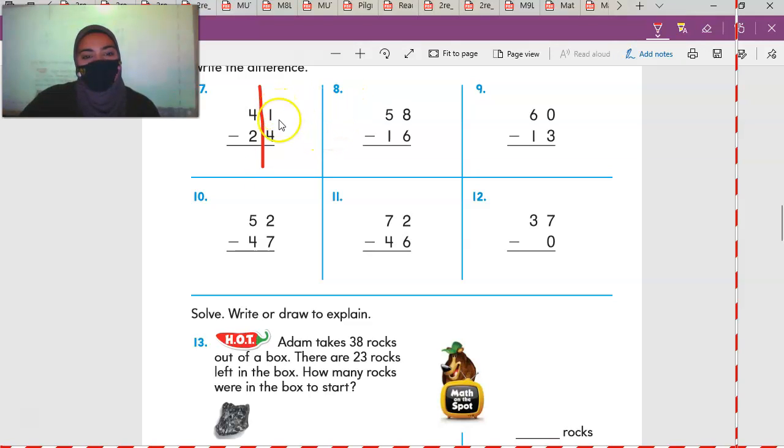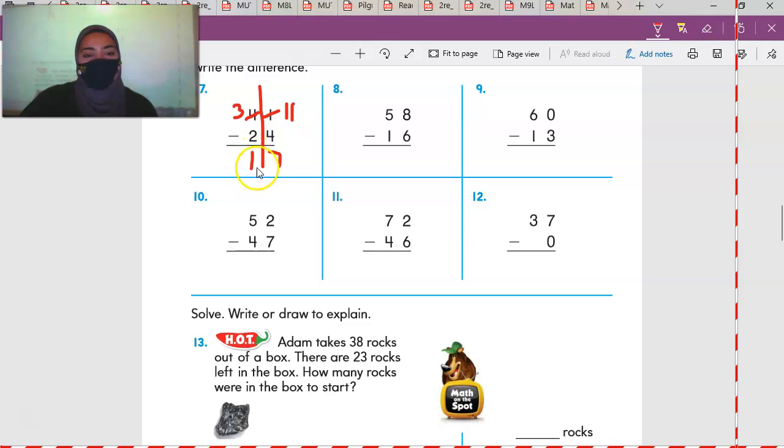Jacob Haney, 1 take away 4. Can I do that? No, you have to borrow from the tens place. 4 becomes a 3, and 1 becomes an 11. 11 take away 4 is? 7. 3 take away 2 is?